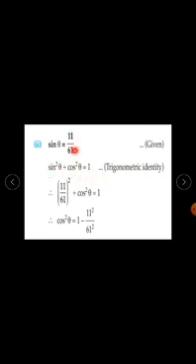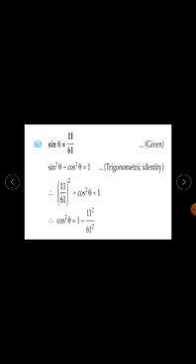But sin theta is 11 upon 61, so sin square theta is 11 upon 61 whole square. So 11 upon 61 square plus cos square theta equals 1. Therefore, cos square theta equals 1 minus 11 square upon 61 square. So cos square theta equals 61 square minus 11 square upon 61 square. Solve this.